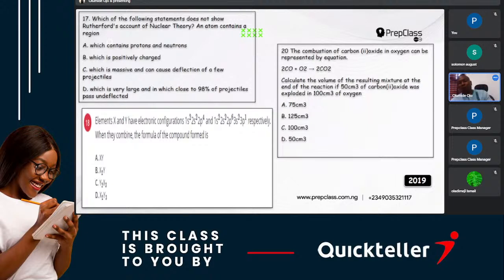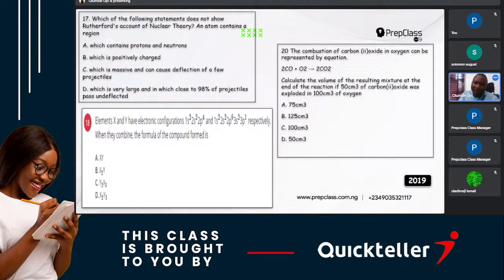Now, D says that many of the particles that pass through the atom are undeflected, but those that pass through the nucleus itself are deflected. So C is the answer. C is not correct. It's not Rutherford. Rutherford says it's massive, but it does not cause deflection of a few projectiles. It causes deflection of many projectiles. So the answer is C. Do you get that? Yes, sir. Okay, so let's go to number 18.